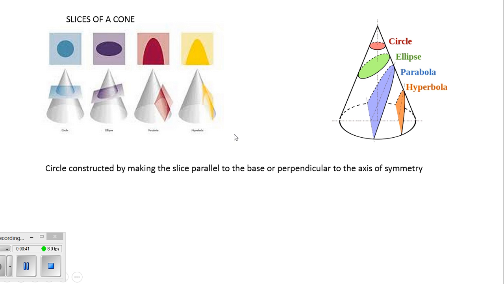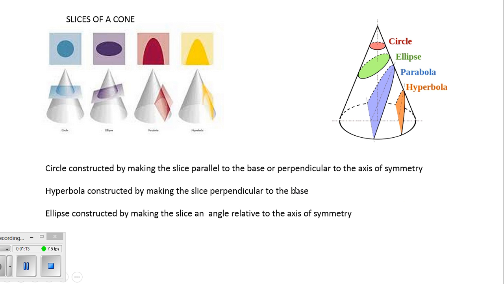Circles, the easiest of the conics, are produced when the slice is parallel to the base of the cone, or perpendicular to the axis of that cone. The hyperbola is the cross section produced when the slice is made perpendicular to the base, or parallel to the axis, and slices there produce hyperbolas.